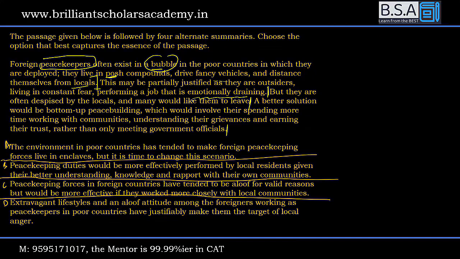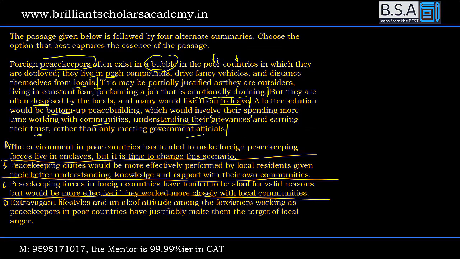But the locals, when they see such opulence, because in a poor country, when they see these people driving fancy cars, spending so much money, staying among themselves, not mingling with locals, they resent this. They despise this. Who despises? Local people. They want peacekeepers to leave. A better solution is bottom up. You spend more time with community, understand what the community's grievances are. Grievances means things they're not happy about, and earn their trust rather than meeting government officials.